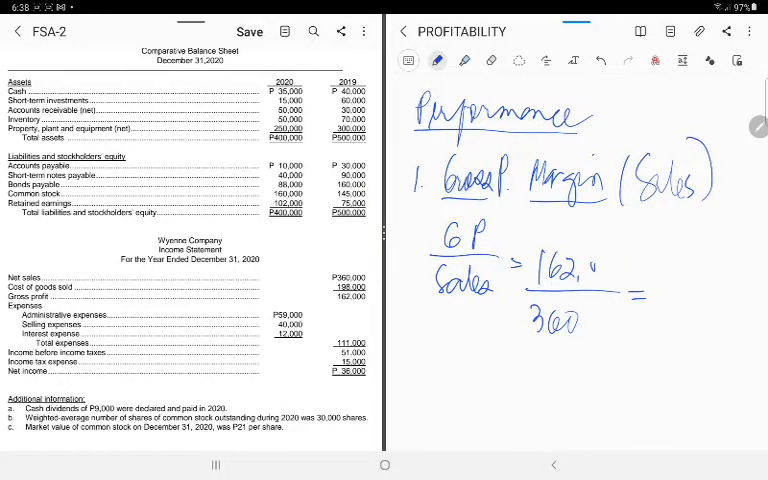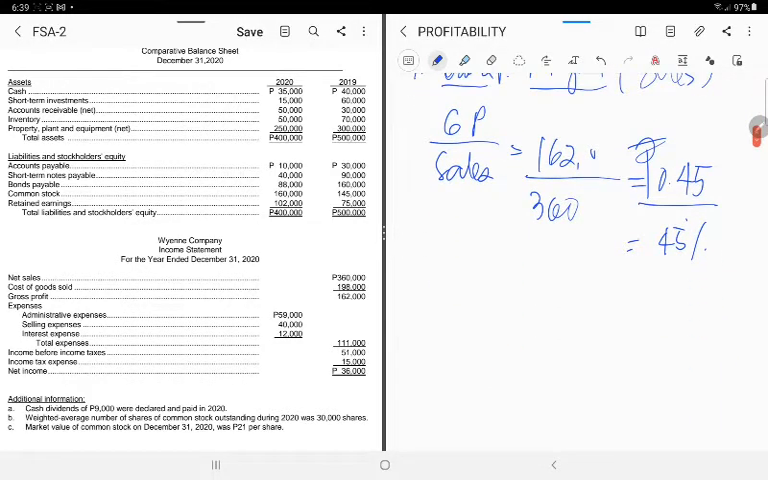If you have 162 and you divide it by 360, what answer did you get? It is 0.45. So it can be in pesos or it can be in percent. Okay? So how are we going to interpret this? That you have 45 cents available to cover your operating expenses. These are available, your 45%, to cover them.